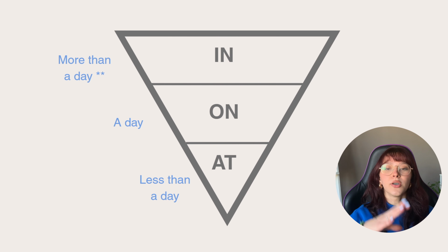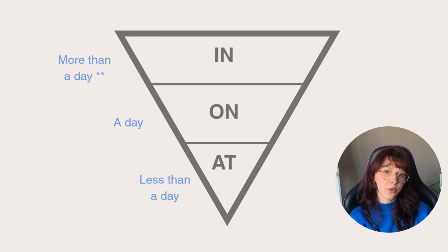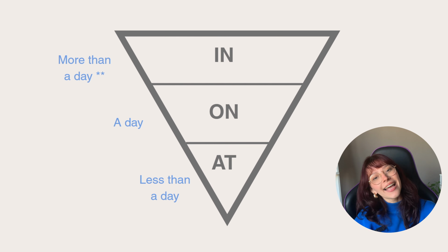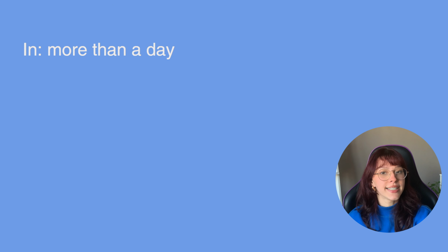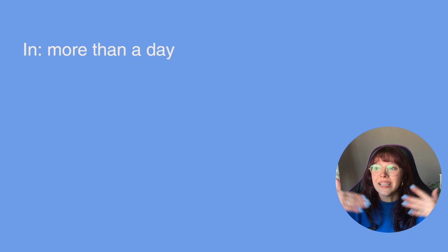To talk about more than a day, you use in. When you talk about a day, you use on. And less than a day, you use at. I know, confusing, but let's see some examples. Let's talk about in. In is the first part of the triangle. It is big. In refers to more than a day. And what is more than a day?